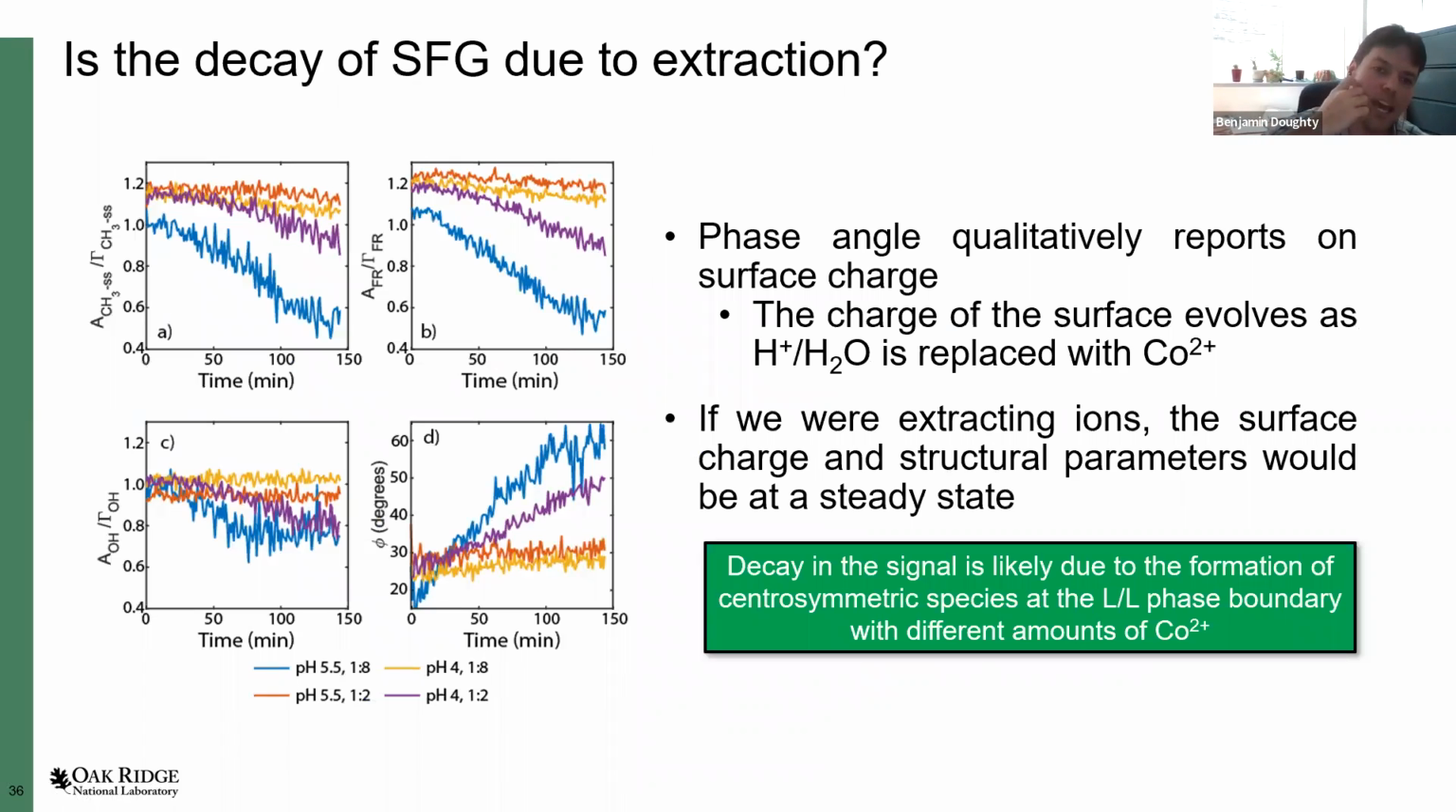So we wanted to understand, is the decay of the SFG due to extraction? You could look at intensities divided by widths that represent something about how much stuff is at the interface. But the key thing here is the phase angle at the interface. If you were having some sort of extraction, you'd be at a steady state, right? So at very low pHs, at pH 4, low concentrations, you have a phase angle that represents some sort of set-up equilibrium charge, right? What we find is that at pH 5.5, where you had the largest decay, you get a big change in the SFG response via the phase.